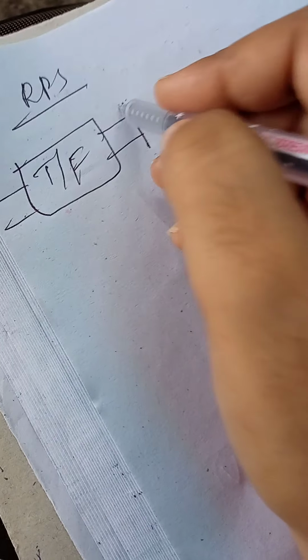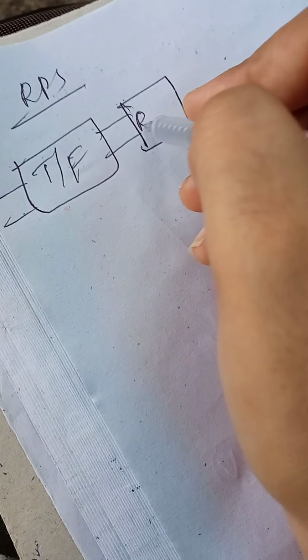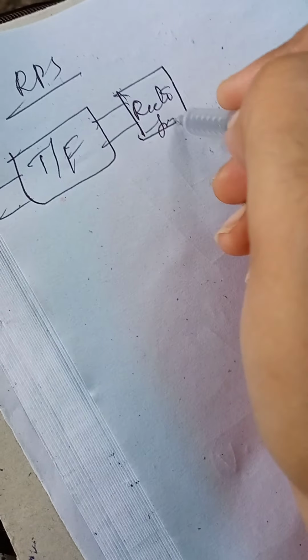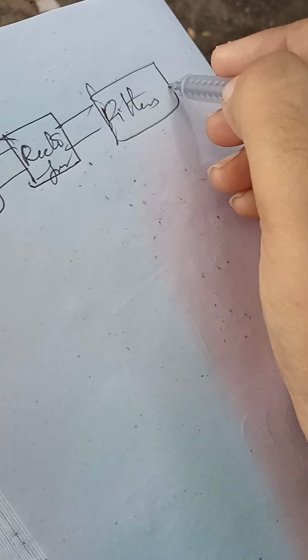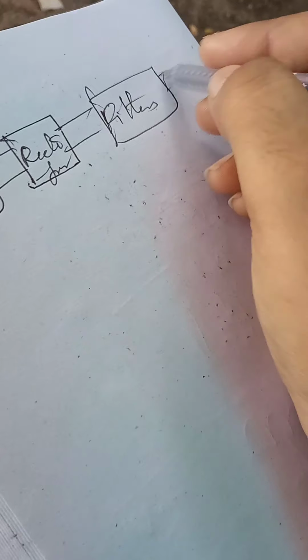In the RPS, the first block is the transformer. The next block after the transformer is the rectifier, the third block is the filter, and the fourth block is the regulator.